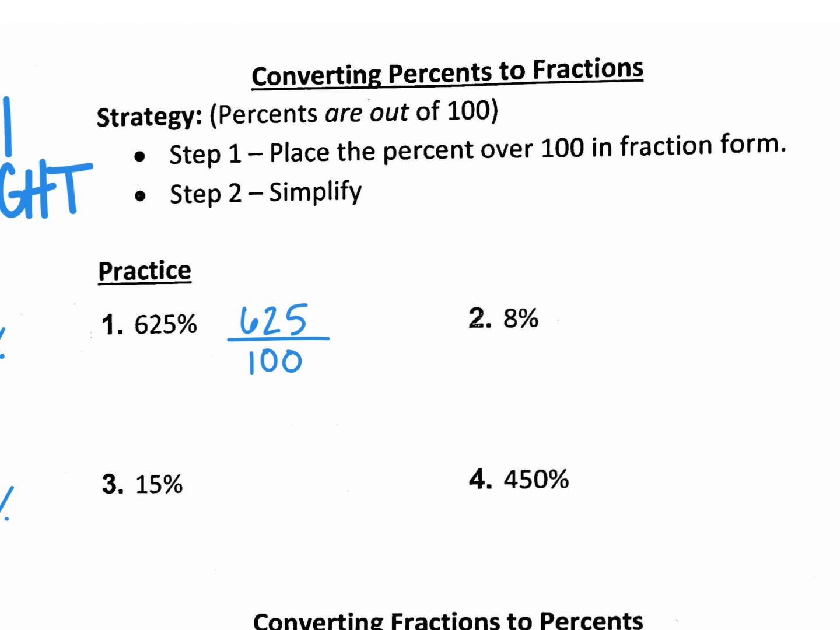But can I leave it like that? No, I need to fix that because that is an improper fraction. I want to make that improper fraction into a mixed number. So how many whole times can 100 go into 625? 6, and I would have 25 hundredths left over, but I should simplify that so it is 6 1/4.